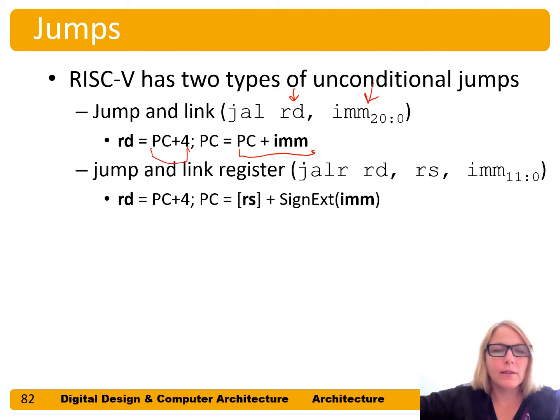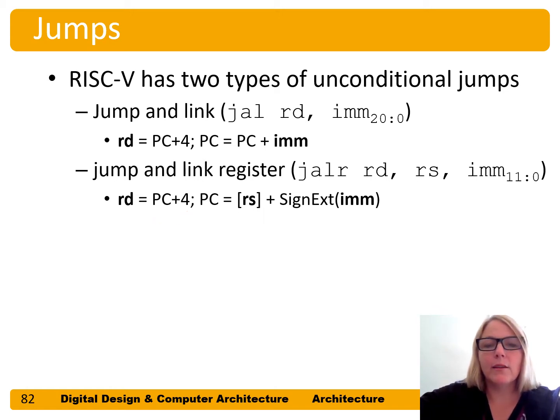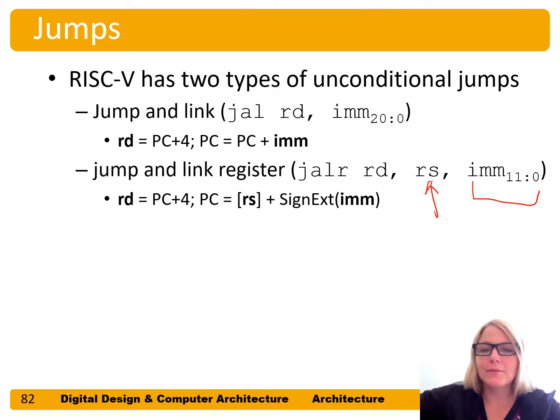And so jump and link register, on the other hand, JALR, also writes a destination register with PC plus 4, but jumps to the address held in RS plus a 12-bit sign extended immediate. And so let's talk about how we use these two unconditional jump instructions.